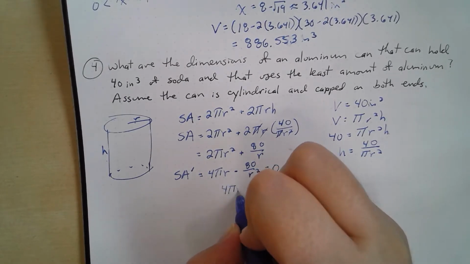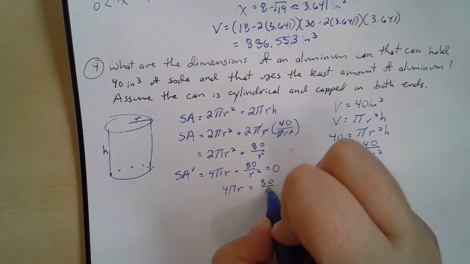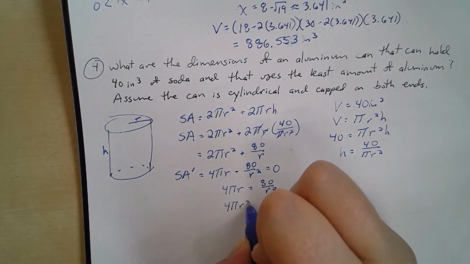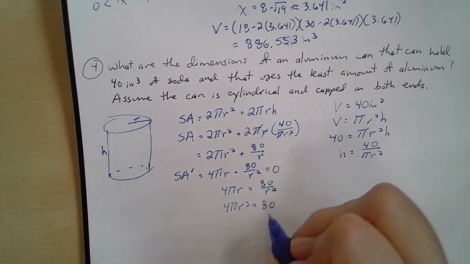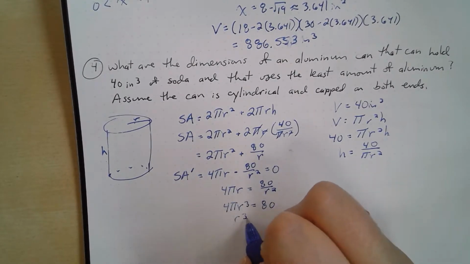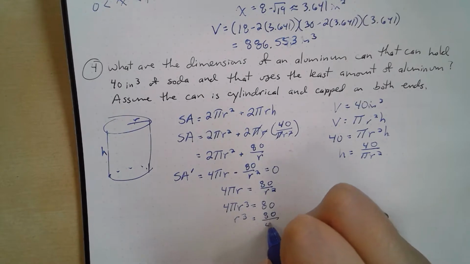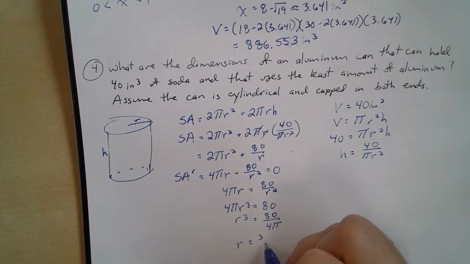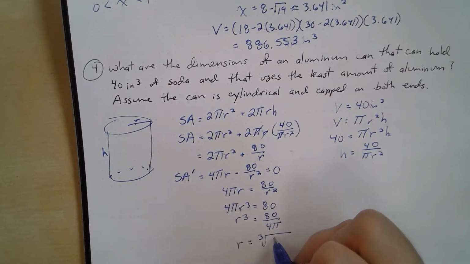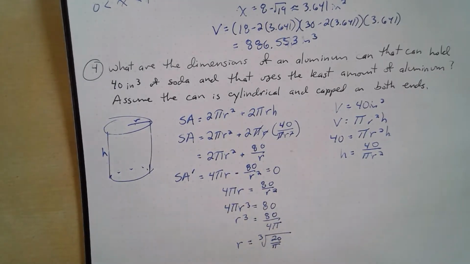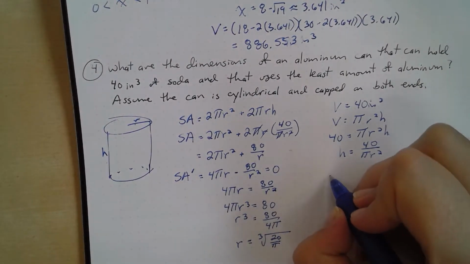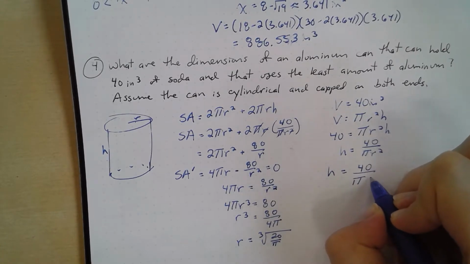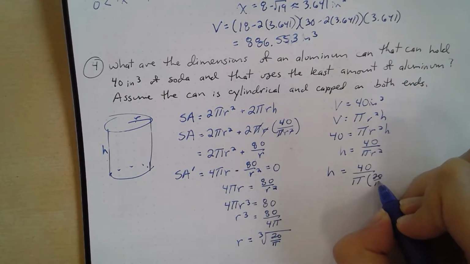So 4 pi r is equal to 80 over r squared. So I end up having 4 pi r cubed is equal to 80. r cubed is equal to 80 divided by 4 pi. So r is equal to the cube root of 20 over pi. All right, beautiful. So our height is going to be equal to 40 over pi times 20 over pi to the 2/3 power, right?